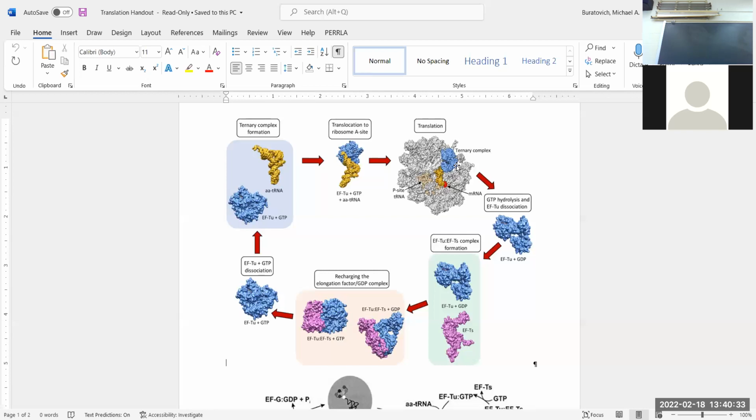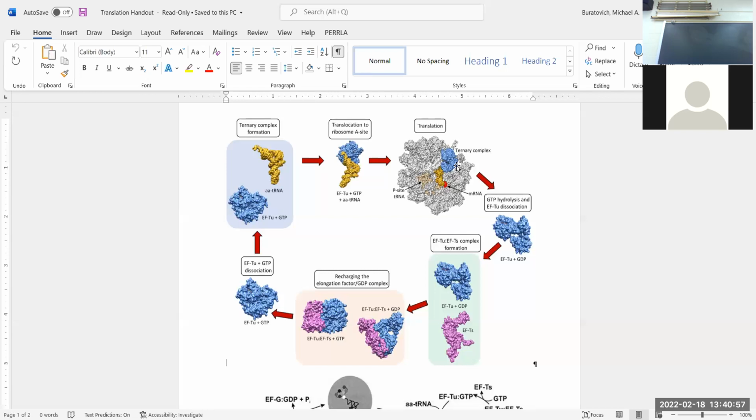So how does the EFTU get the GTP? Because if basically you're saying the EFTS keeps the GDP. No, it doesn't keep it. It causes the TU to let go of the GDP. It drops it. So where does the GDP go?